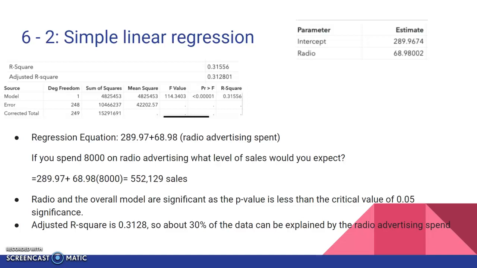If you spend 8,000 on radio advertising, what level of sales would you expect? We added those two together and multiplied by 8,000 and got 552,129 in sales. The radio and the overall model are significant, as the p-value is less than the critical value of 0.05 significance. Adjusted R square is 0.3128, so about 30% of the data can be explained by the radio advertising spend.